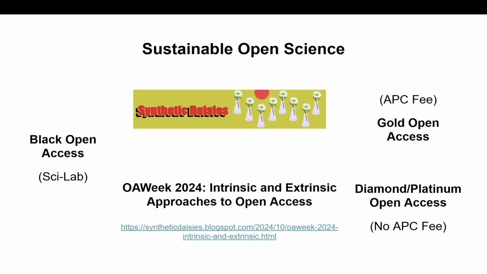I posted a blog post for Open Access Week 2024, and it's kind of a critique of open access as it exists. And this is why I kind of went through this. Basically, I argue in this post that open access has essentially failed, at least up to this point, that we don't have the right incentive structures. We don't have the right intrinsic and extrinsic incentives to do open science correctly, open access, and so we need to change those. And so you can read that post on my blog, Synthetic Daisies.